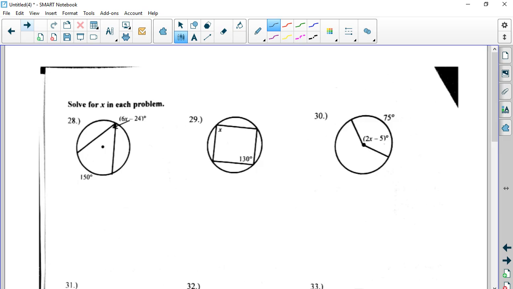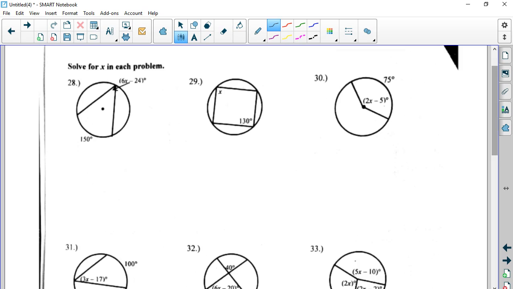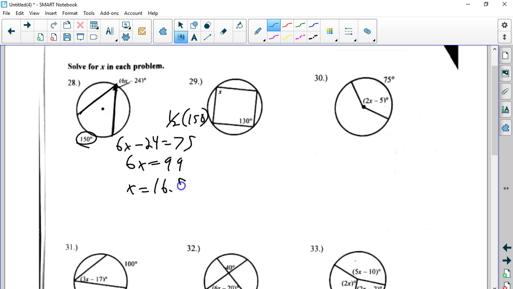All right. Let's do some number crunching. So this is an inscribed angle here. This is going to be half of 150. So you can just do it in your head and say 6x minus 24 equals, the formal way to do this would be to write out 1/2 of 150, or you can just go right to 75. You add 24, you get 99, and if you divide by 6, x is equal to 16.5. Some of these numbers work out nicely, some don't.